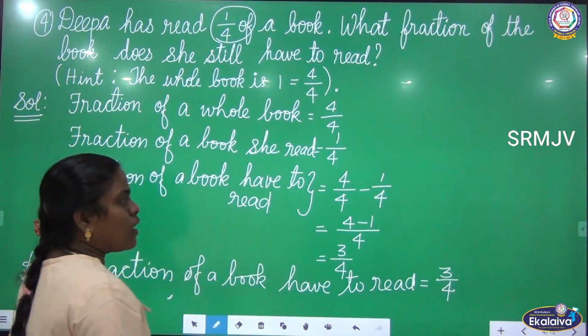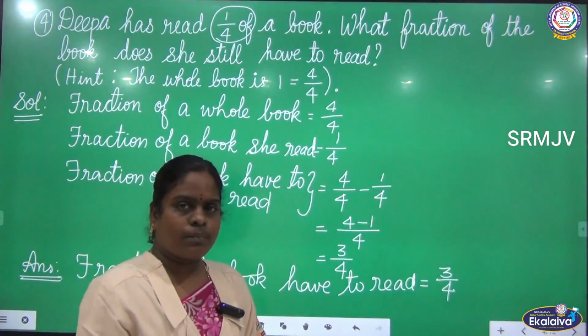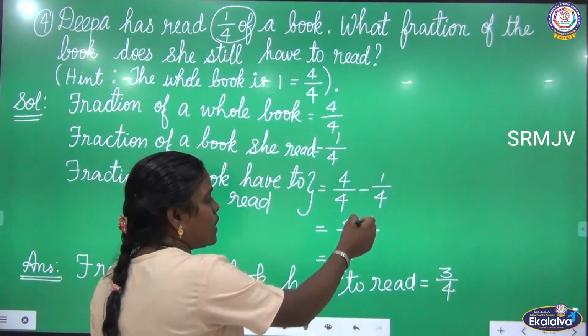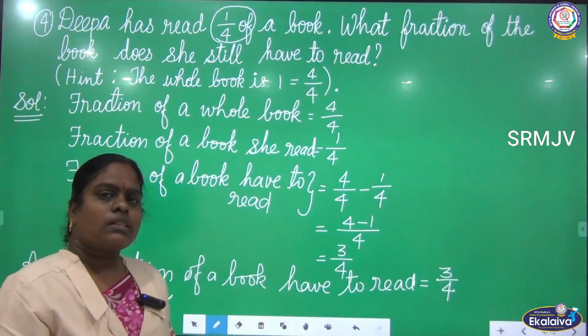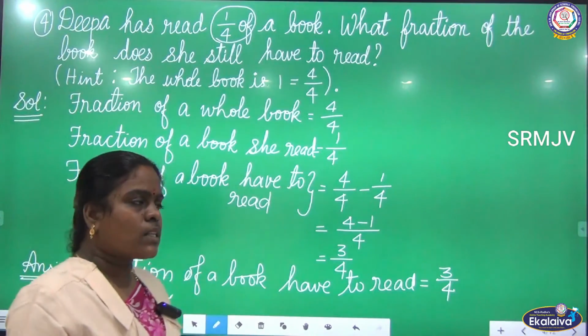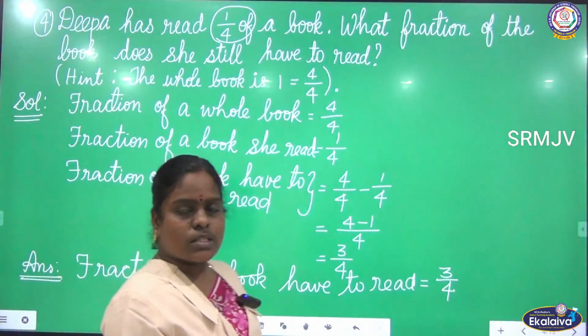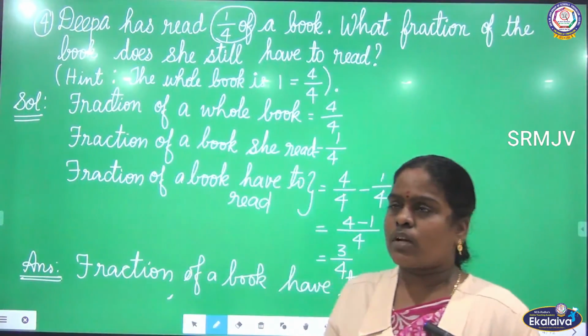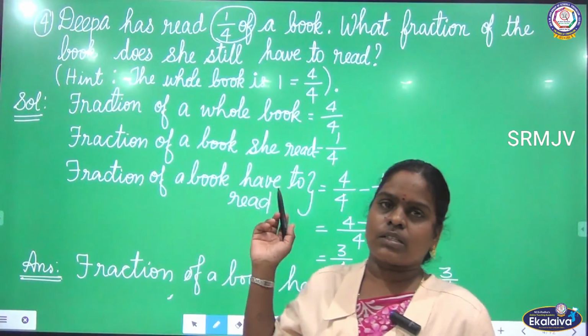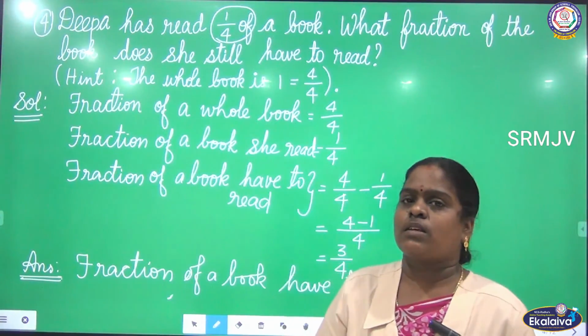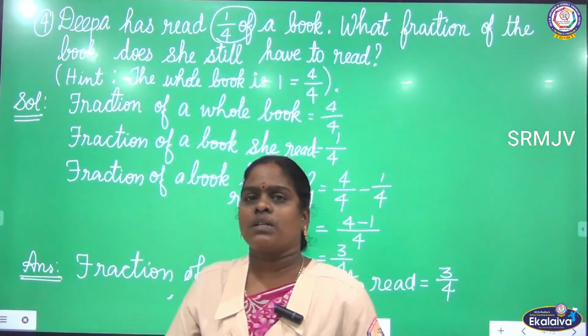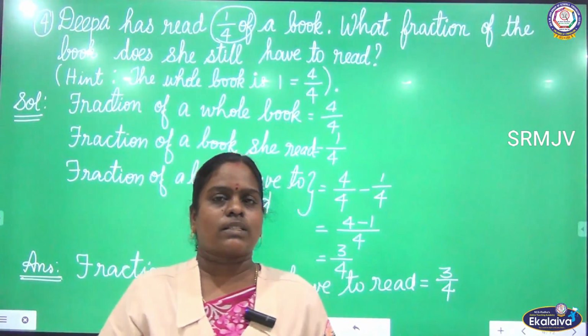So when like fractions are given, you have to subtract only the numerator and the denominator remains the same. Is the concept clear, children? Today we have learned how to subtract the given like fractions. So I hope the concept is clear. We'll see you in the next class.